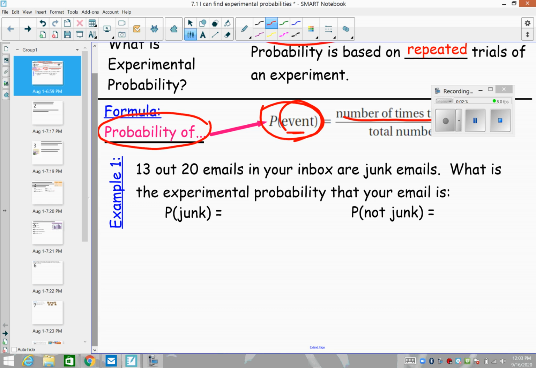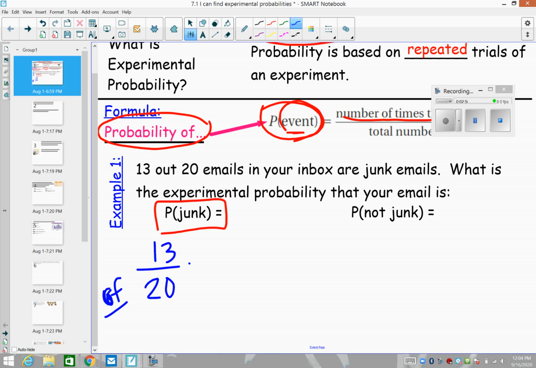So, for example 1, if you had 13 out of 20 emails in your inbox that are junk mails, we would say, what is the probability of junk email based on the experiment, based on the data that happened? So the probability of junk then. We would say, well, 13 out of the 20 is junk email based on the experiment. You just opened your email, and you counted 13 out of the 20 junk. Okay, so what percent of that?